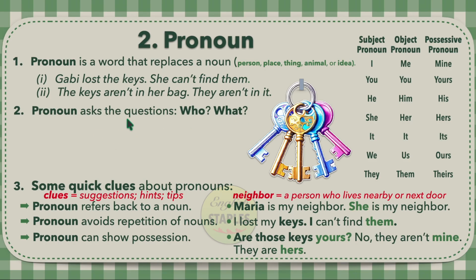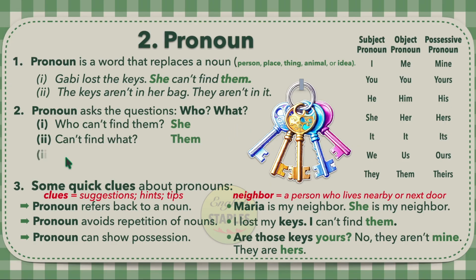So let's look at this little story now and the questions that we would ask. For pronoun, the questions we would ask: who, what? Let's look at some questions. Who can't find them? She can't find them. So it's going to be she, because who asks about people. Next question. Can't find what? Can't find them. So we're going to have them.